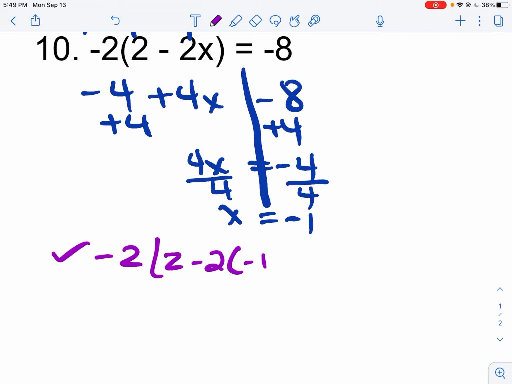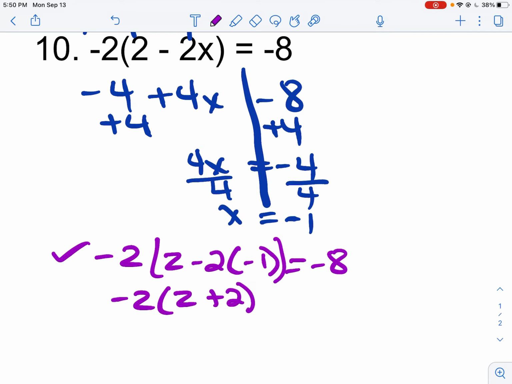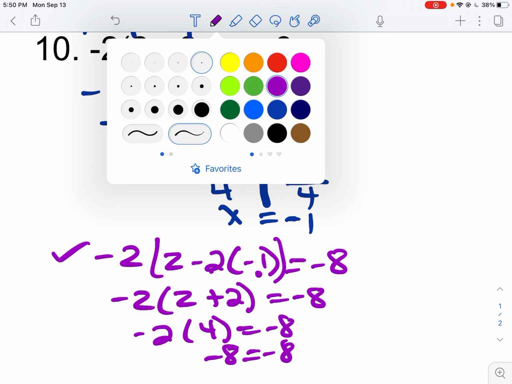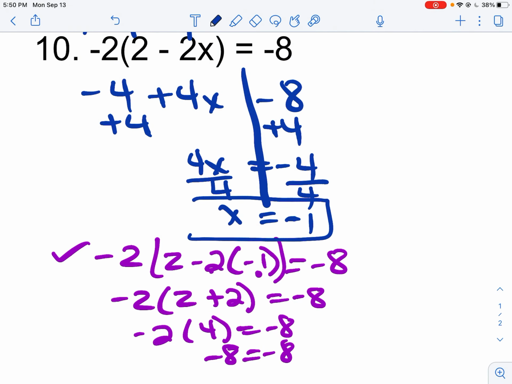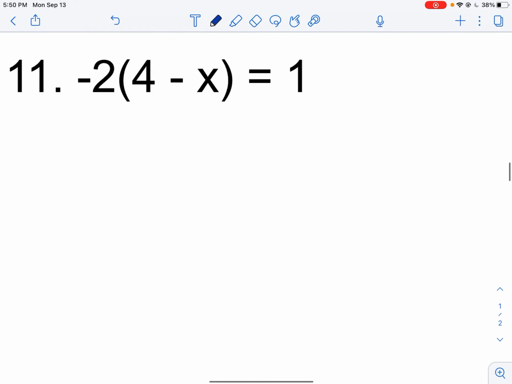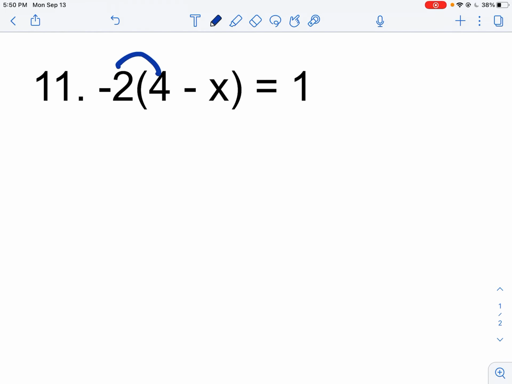I plug in to make sure that I have the right answer. 2 minus 2 times negative 1, equals negative 8. Negative 2 times 2 plus 2, because negative 2 times negative 1 is positive 2. So that would be 4. So negative 8 does equal negative 8. So x does equal negative 1.